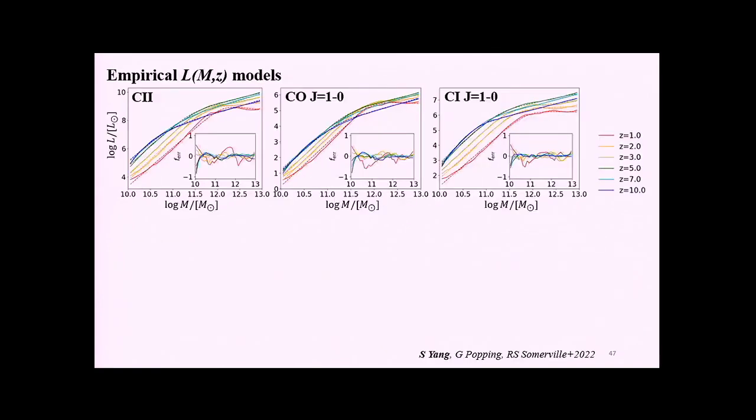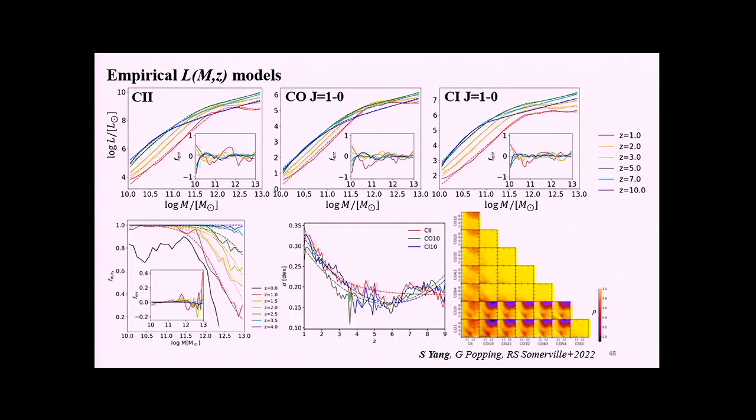So as a natural extension of this work, we provide empirical representation for the line luminosity versus halo mass relation at a redshift lower than 10 for all the C II, CO, and the C I lines covered by our model. We also provide the duty factor as a function of halo mass. The duty factor here is defined as the fraction of star forming galaxies, the scatter of line luminosity versus halo mass relation at a different redshift, and finally the correlation coefficient among all the lines covered by this model.